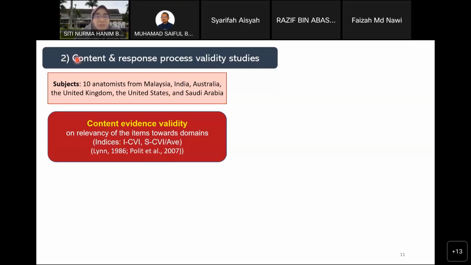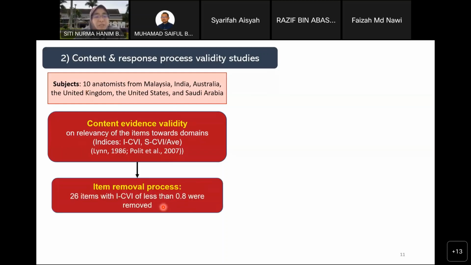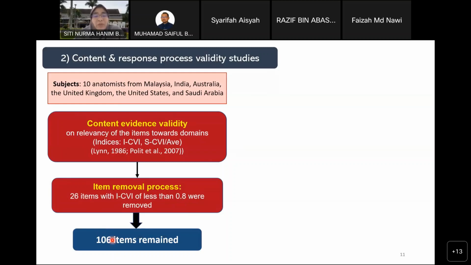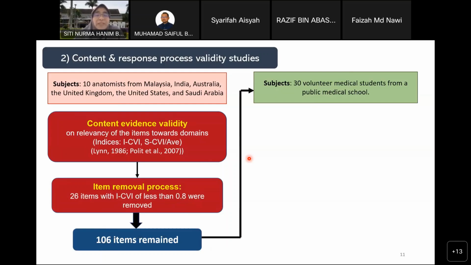And since we have 10 experts, the minimum requirement is 3, so we can just exclude items with an item content validity index (ICVI) of less than 0.8 only. So only 26 items were removed and we were left with 106. So these 106 items went to the second phase of the validity study, which is response process validity.